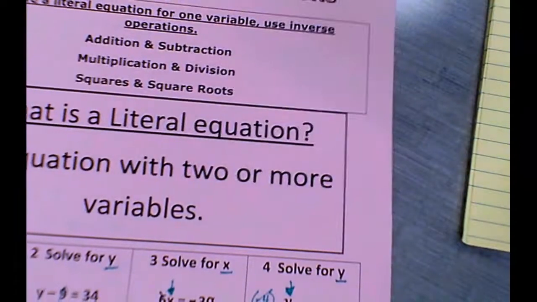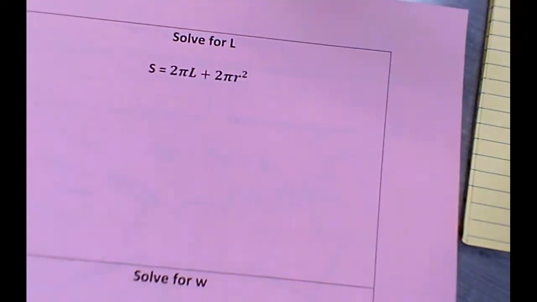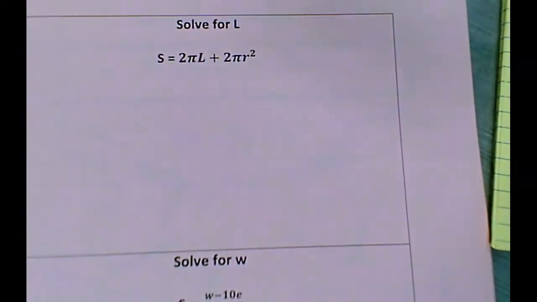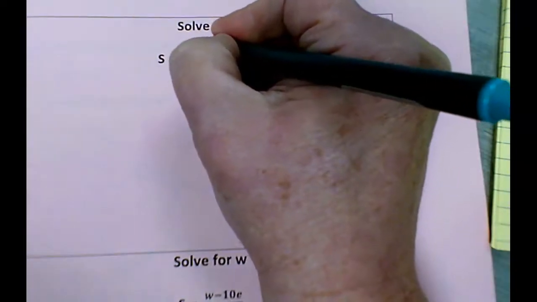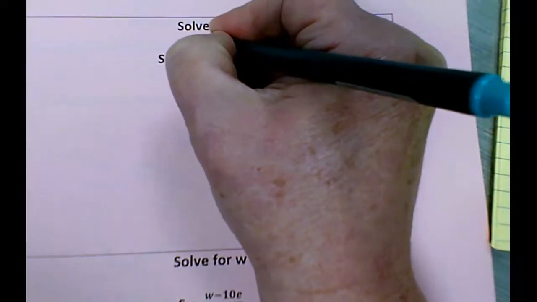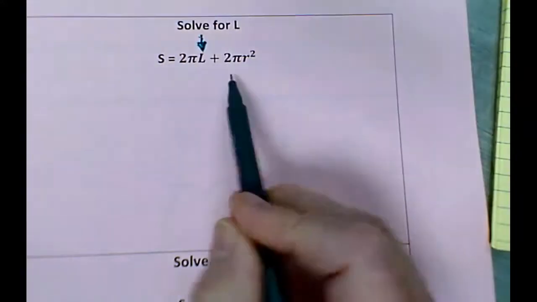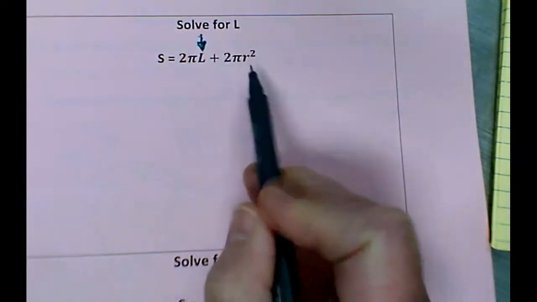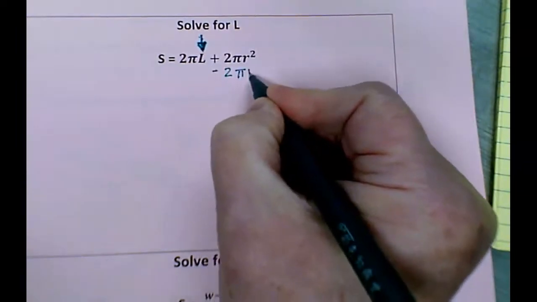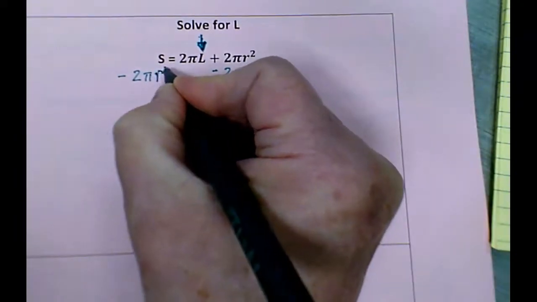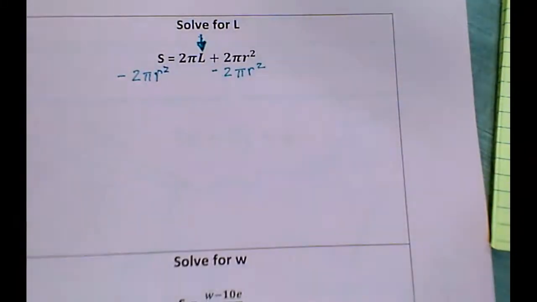Next, we have some problems that are a little bit more complicated. These are two-step equations. So I am solving for this L. The first thing I'm going to do is get rid of all of this stuff in one big group. I am going to subtract 2 pi r squared from both sides of this equation.